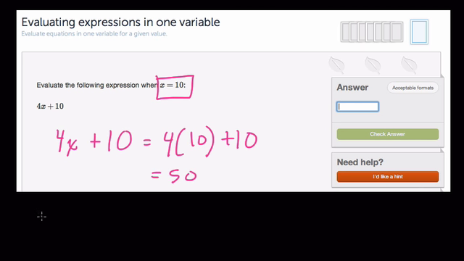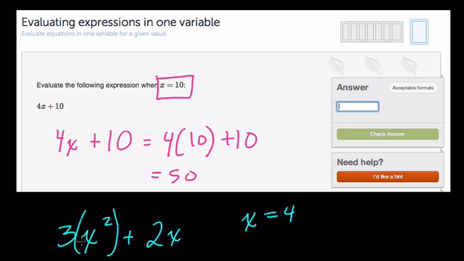Now these things can get tricky once you have, let's say, exponents involved. The most common mistake I run across is something like this, when you have, let's say, 3x squared plus 2x, and x is equal to 4. What does 3x squared mean? Well, x is what's being squared, and then we're multiplying it by 3. So this actually means find x squared first and then multiply it by 3. It does not mean 3 times x and then square that.